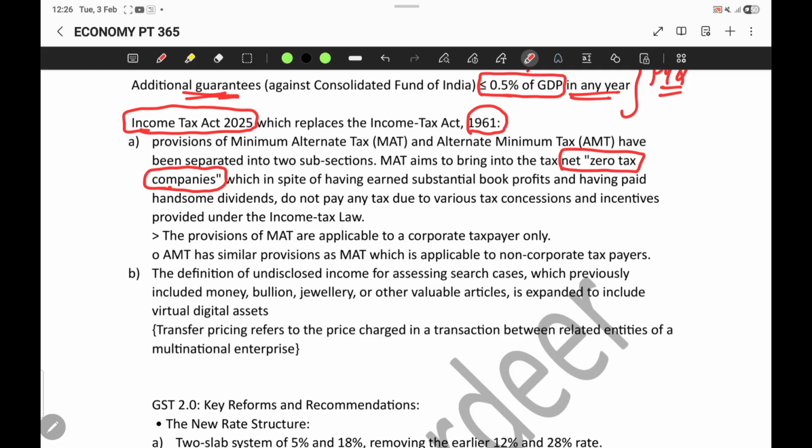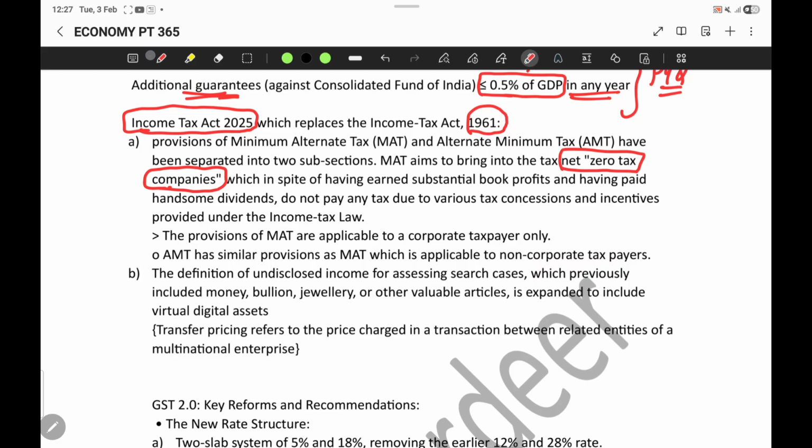They have introduced minimum alternate tax on the companies. Whatever profits they have generated, whatever tax concession they have taken, they have to pay the minimum tax, at a government-quoted percentage. MAT provisions are applicable to corporate taxpayers, or companies, and AMT, alternate minimum tax, is applicable to non-corporate taxpayers, like a Hindu undivided family. Those kinds of things come under non-corporate taxpayers.